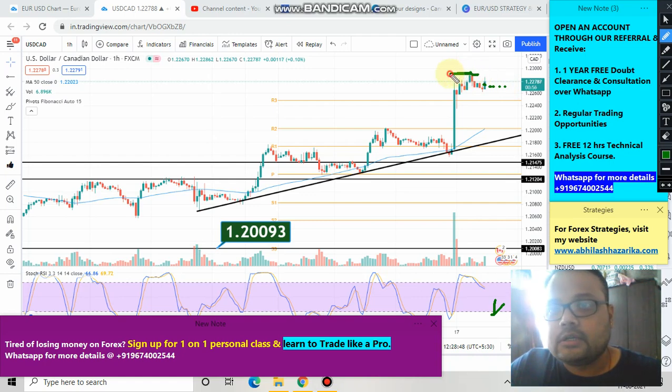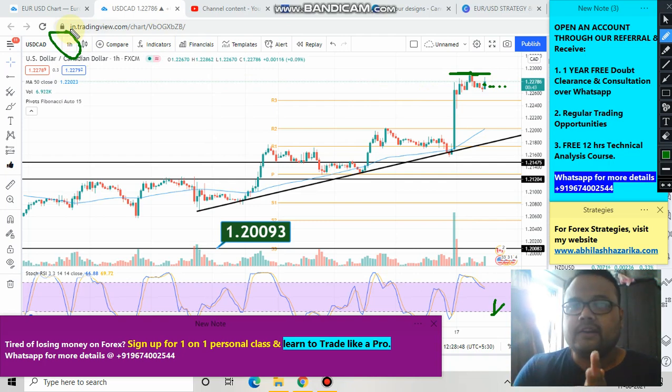You can also draw this line in your trading software. Right now I am just showing you in the 1 hour time frame. You can also draw it in your own preferred time frame, like 4 hours or 30 minutes. That's completely up to you. So these are the trading possibilities on US dollar Canadian dollar chart right now.